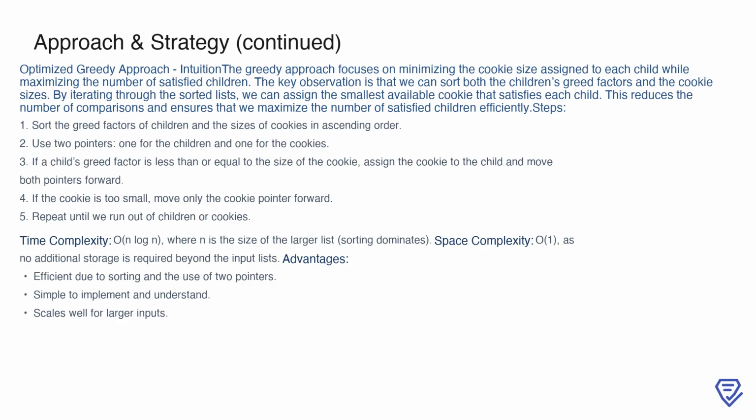With both lists sorted, we can use 2 pointers, one pointing to the current child and the other to the current cookie. The process works as follows: if the cookie at the current pointer is large enough to satisfy the child's greed factor, we assign it, and then move both pointers forward to handle the next child and cookie. If the cookie is too small, we simply move the cookie pointer forward to find a larger one.